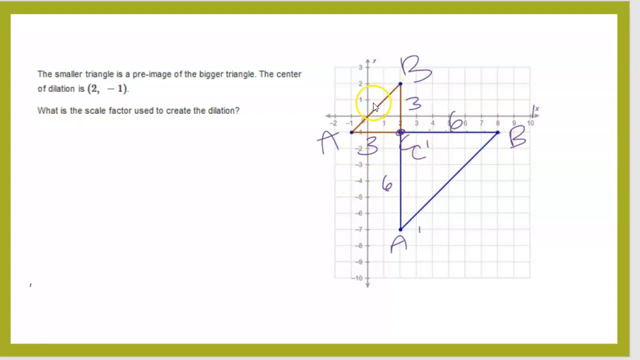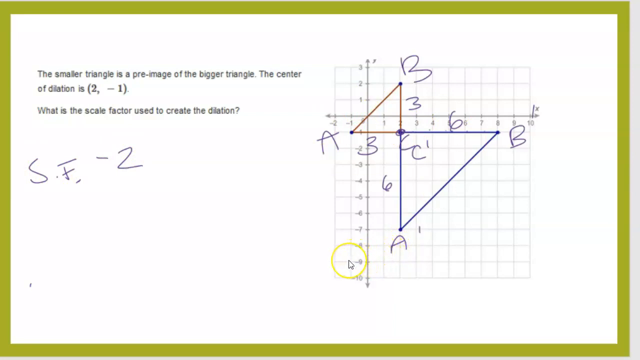It's funny, not all of them happen to be this nice. Like sometimes this might be, I don't know, 9. And when you're going the other way, like if it gives you the scale factor and you're trying to draw the picture, I can show you that in a minute. But let's look at this first. The smaller triangle is the pre-image. It's the original. So we multiplied by 2, right? And it is negative because it is flipped.